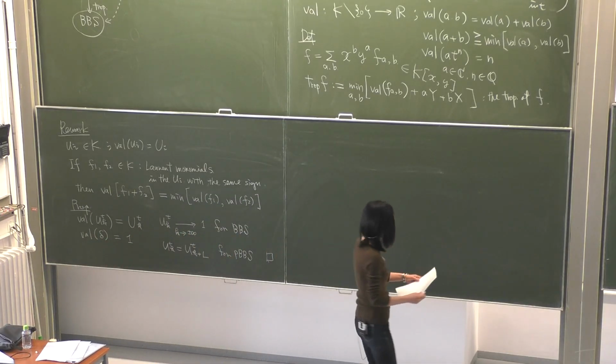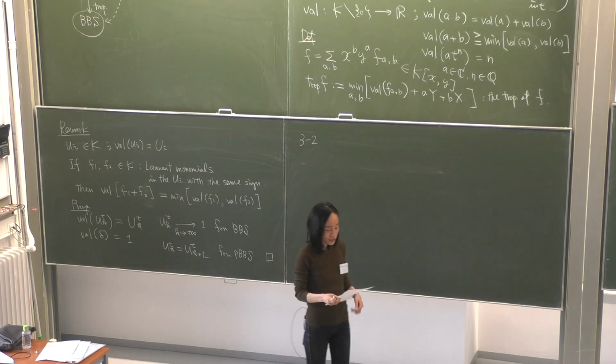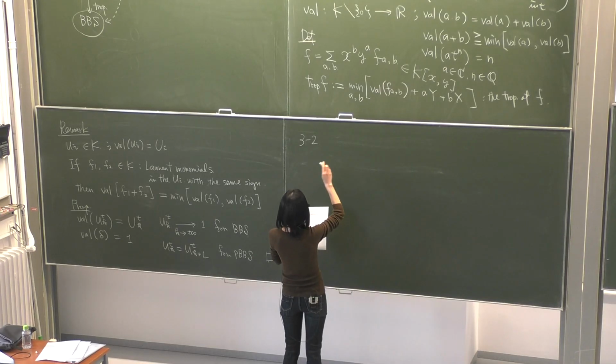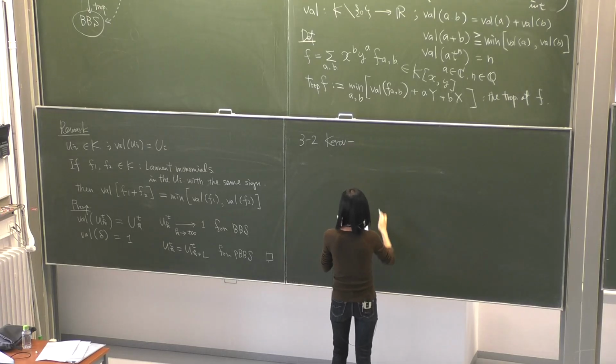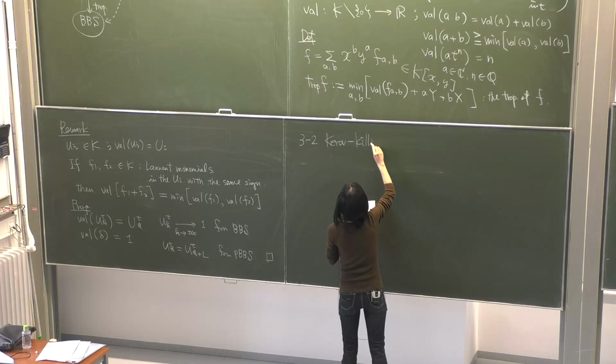Next, I'd like to switch to solving the initial value problem of the periodic box-ball system. For that, I introduce the Kirchhoff reciprocal correspondence.